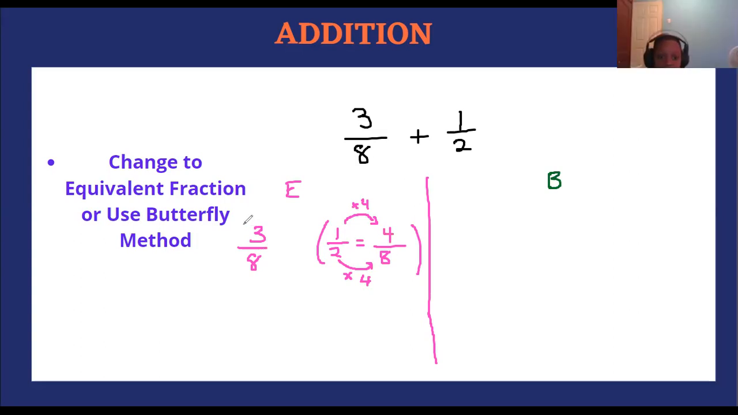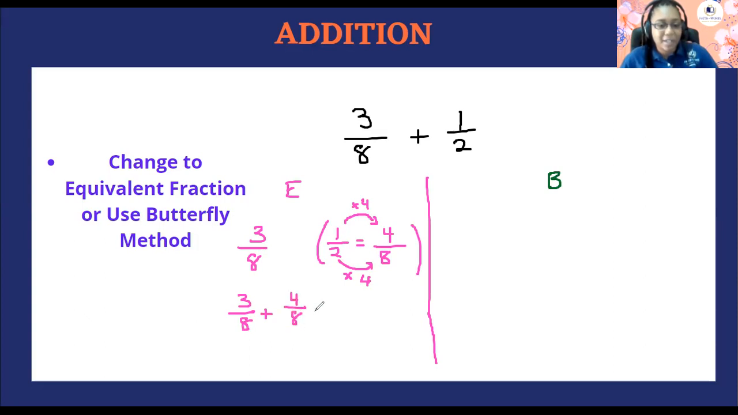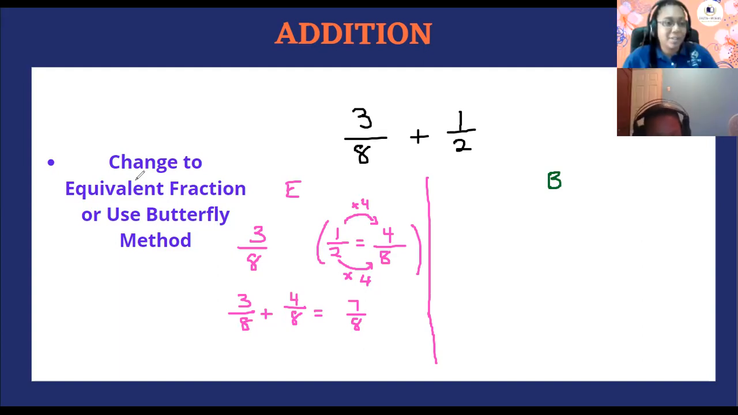Now it's way easier for us to add them together because they have the same denominator. So 3 eighths plus 4 eighths is going to give us 7/8. So take that down. Yes, Tariq, I know you're looking shocked. Pretty simple. Okay, let's do the butterfly method.